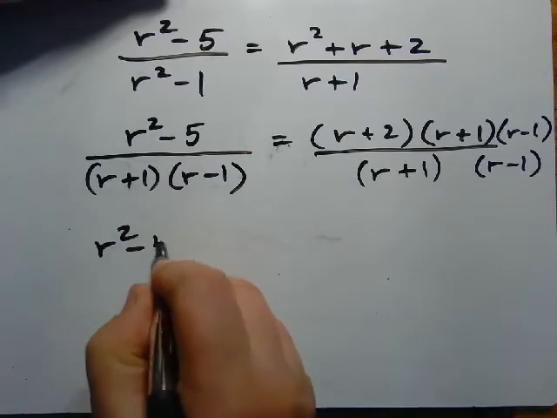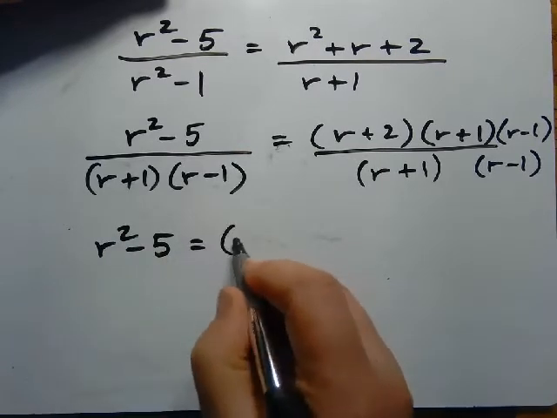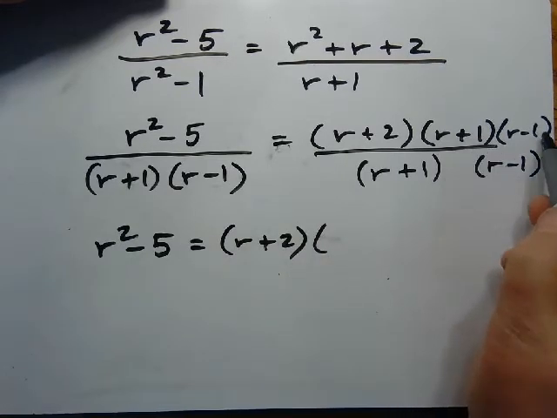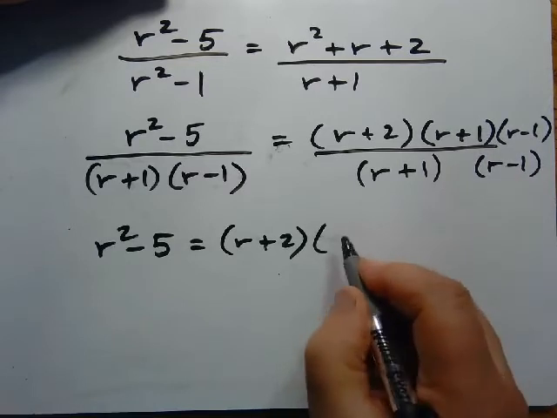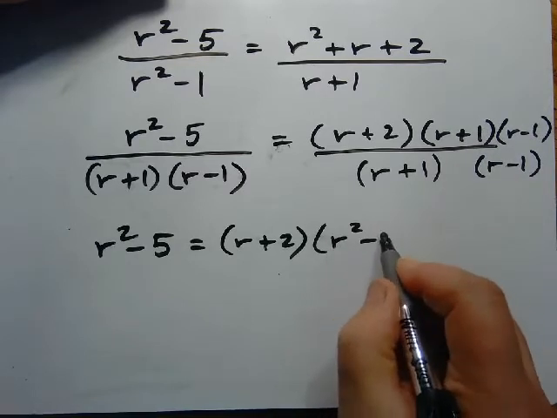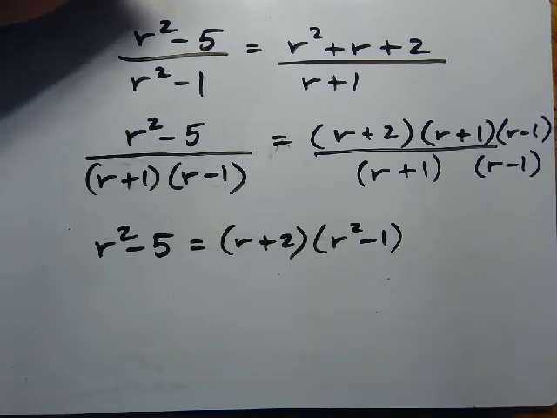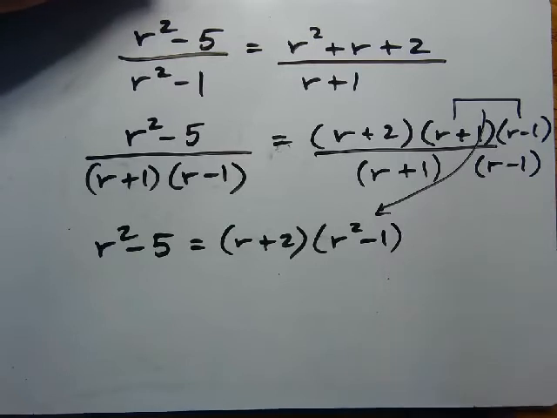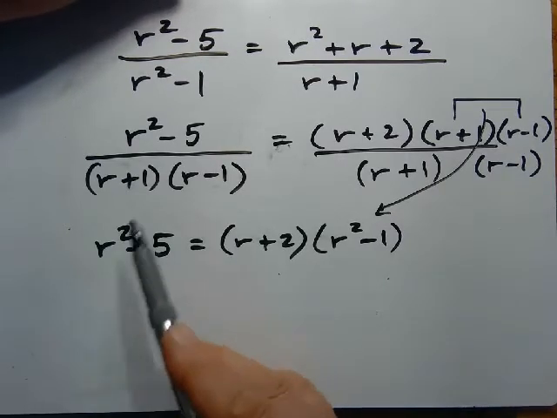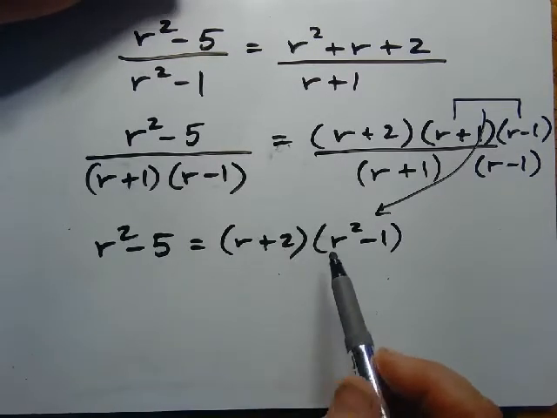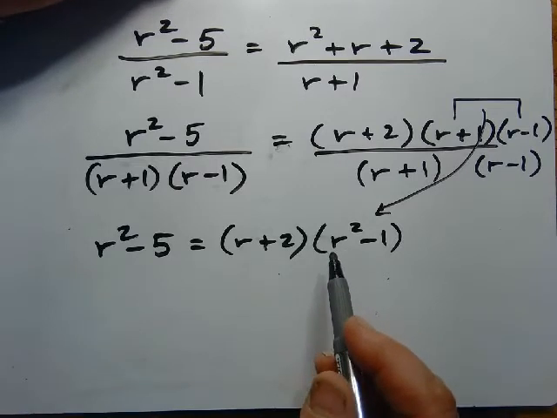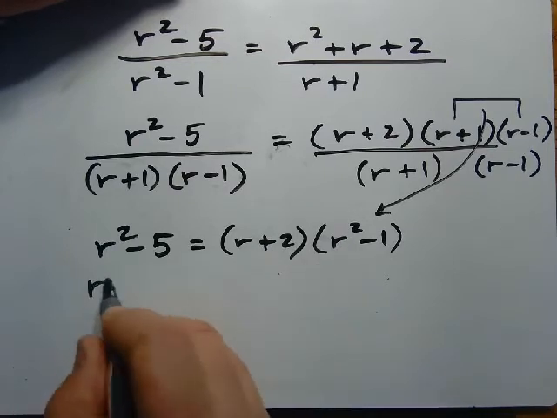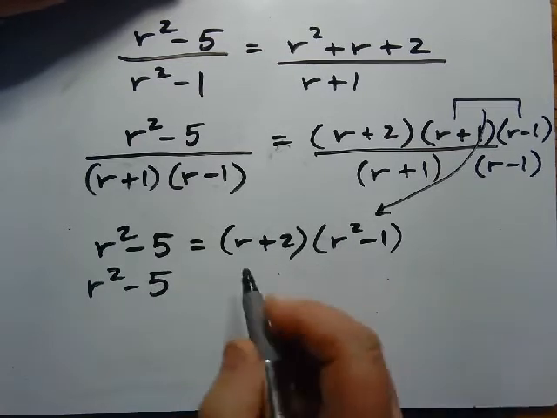So we can set the numerators equal to one another. I know that r plus 1 times r minus 1 happens to give us r squared minus 1, so I'm just going to write it that way. These two here give me this, okay? Now, if I'm going to solve this, I'm going to have to expand this, I believe. Let's see what happens if we expand this by foiling.